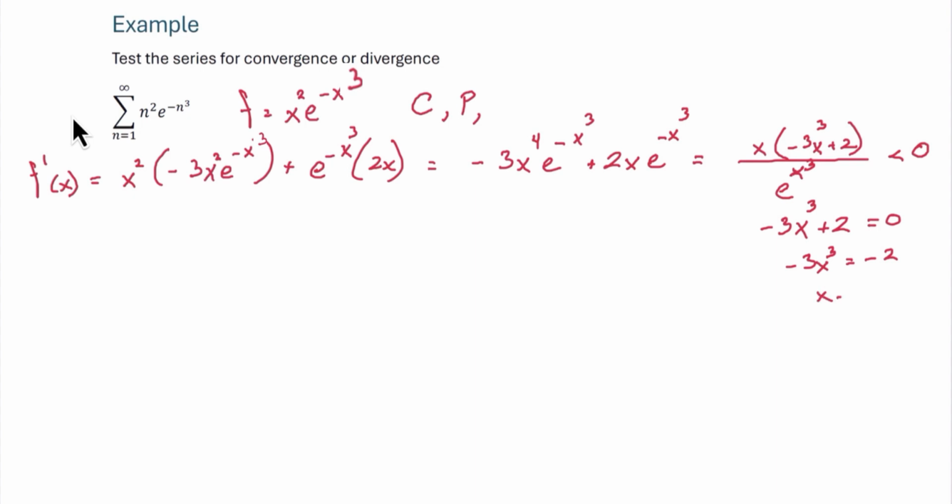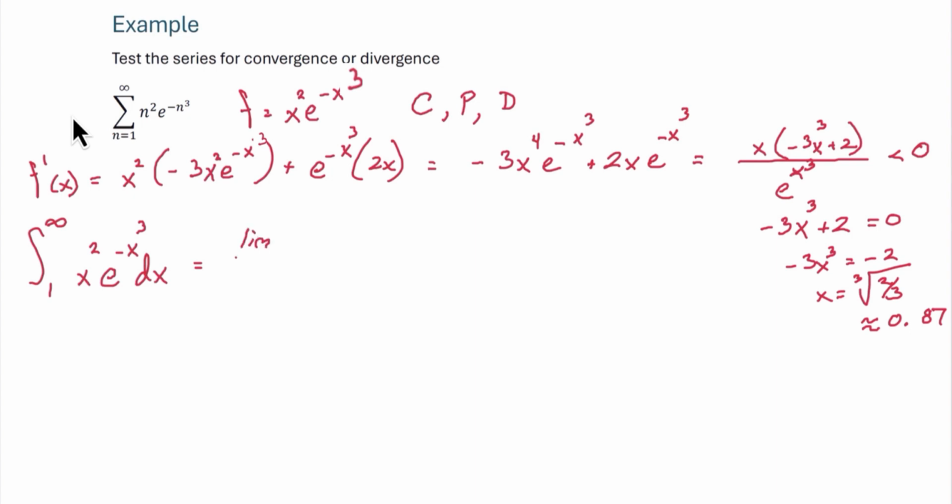We'll get x is the cubed root of 2/3, which is roughly 0.87. And so it looks like we are decreasing from 1 to infinity. So now the integral test. We'll have the integral from 1 to infinity of x squared e to the negative x cubed dx.